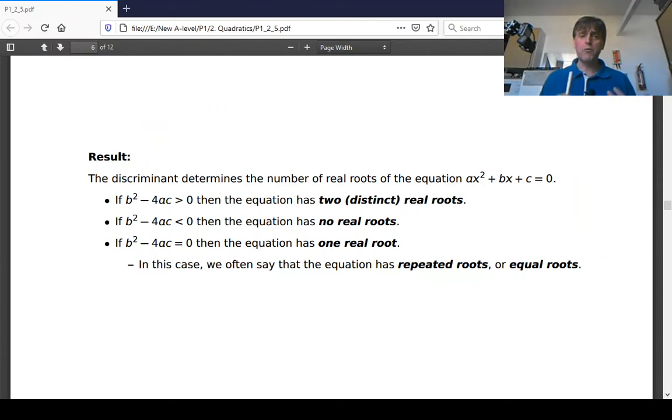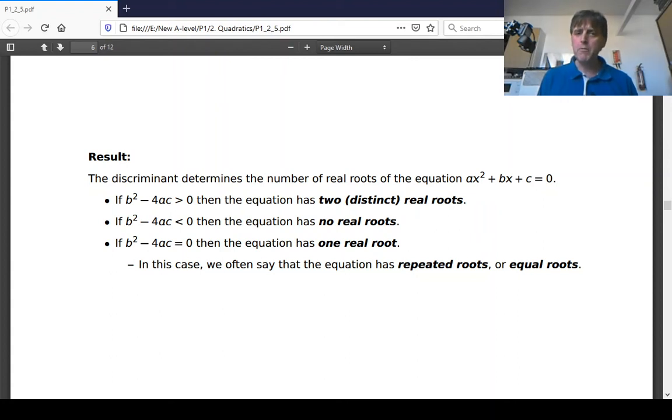And this is why the discriminant is actually very useful for us to know about, because it allows us to find out whether or not a quadratic equation even has real roots without us even having to solve the equation. We can just consider that discriminant, whether it's positive, negative, or 0, and that's going to tell us exactly how many real roots we have. So there's the result on the screen for you here. Make sure that you do understand what's there.